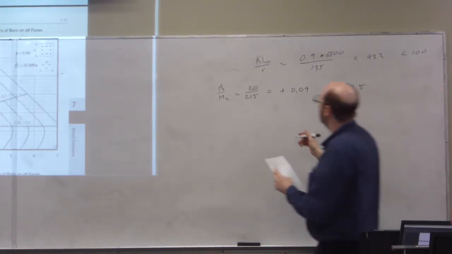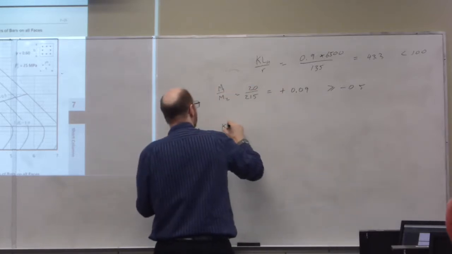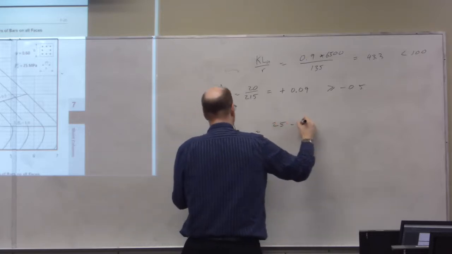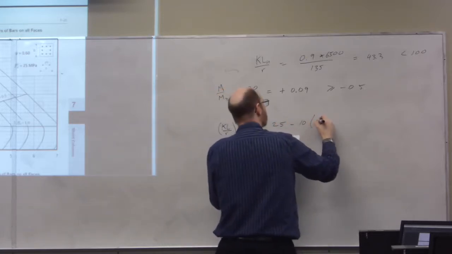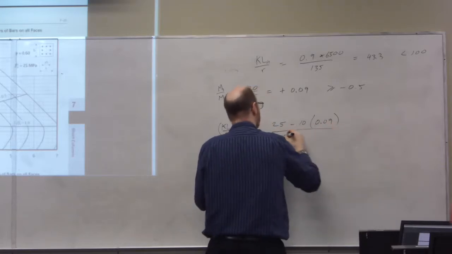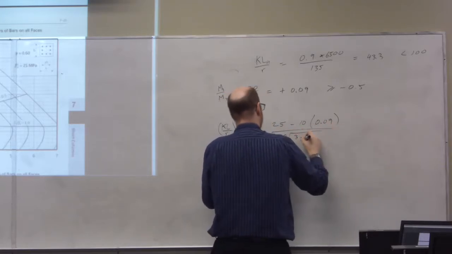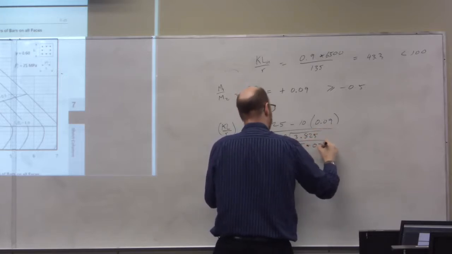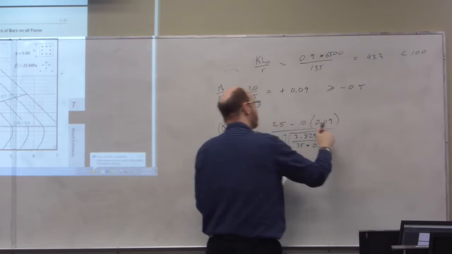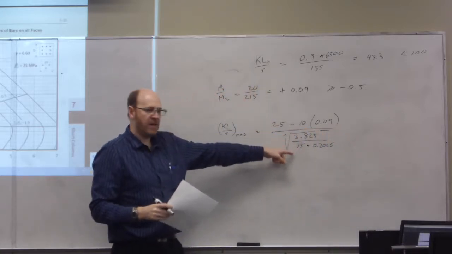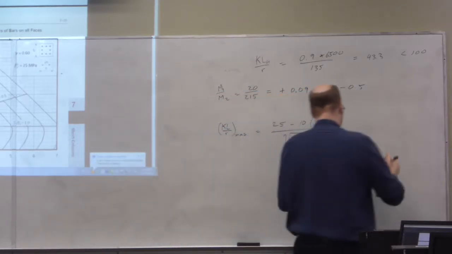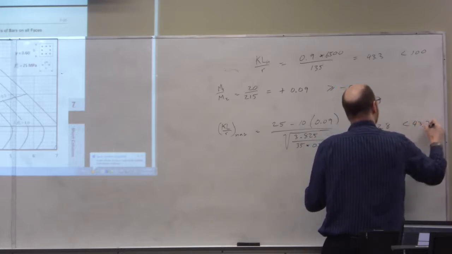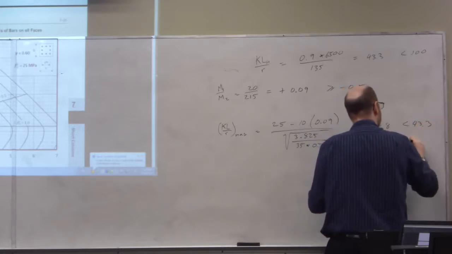So we're going to stick that into our formula for our KL over R, which I've been calling KL over R max. So 25 minus 10 times our M1 to M2 ratio, divided by the square root of P over F prime C and area. Again, just as we had last time, we're working with the new set of compatible units in here. And this calculates out to 32.8, which is less than our 43.3, so therefore slender.